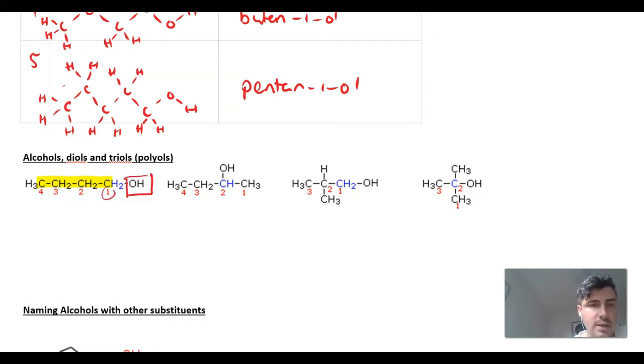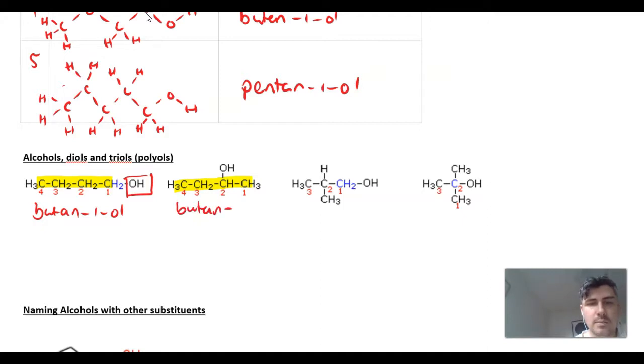So we start on this side, 1, 2, 3, 4, and that means that we have butanol. Here we're going to find the longest carbon chain again, so we're going to go all the way along. That's 4 again, so the prefix is butan.